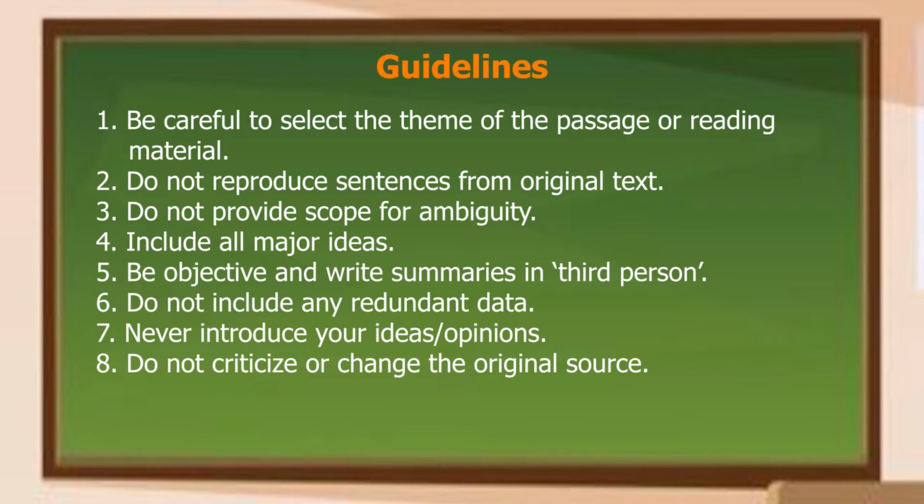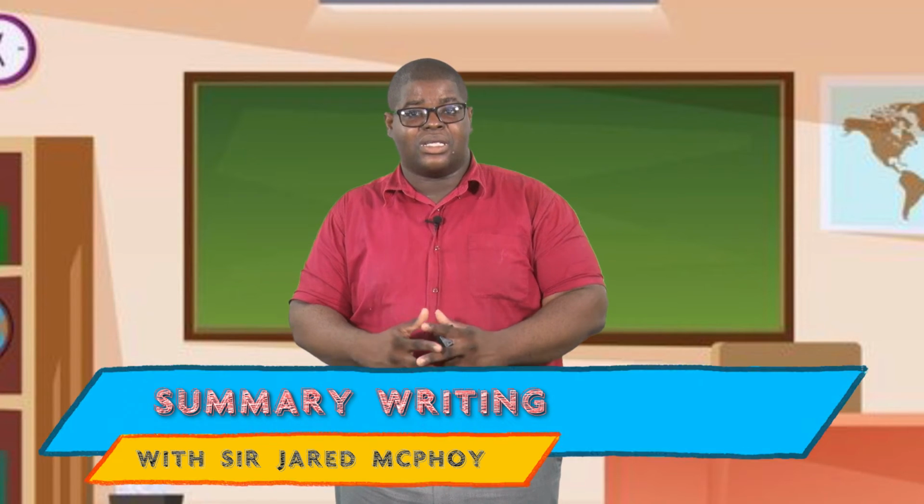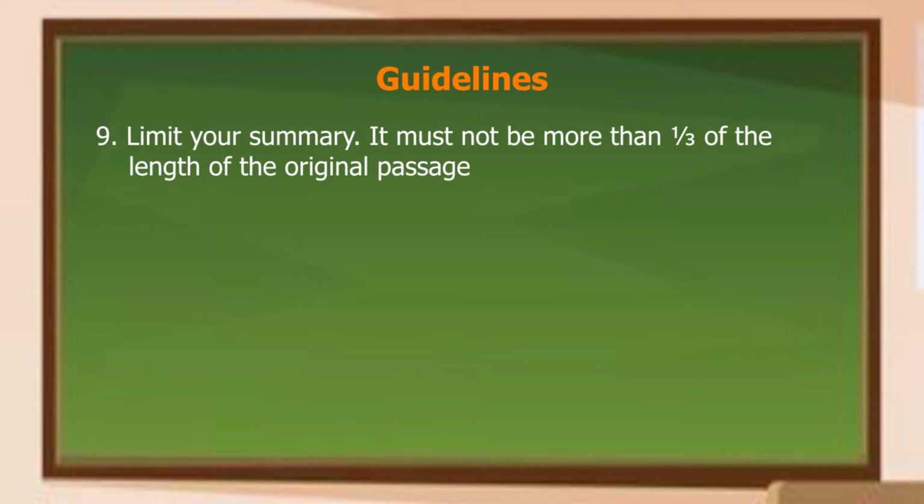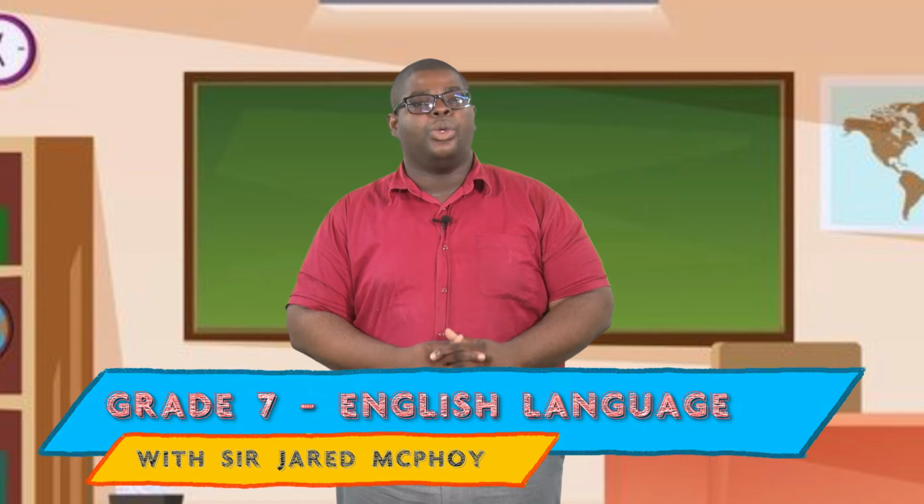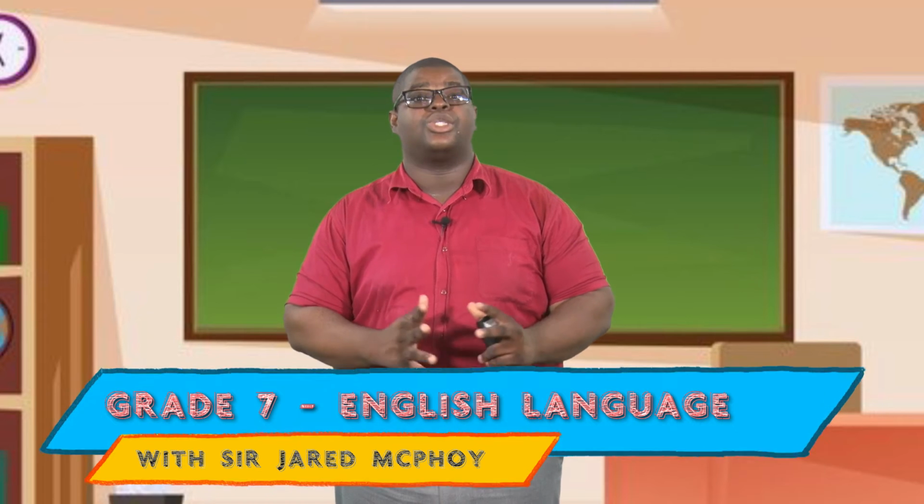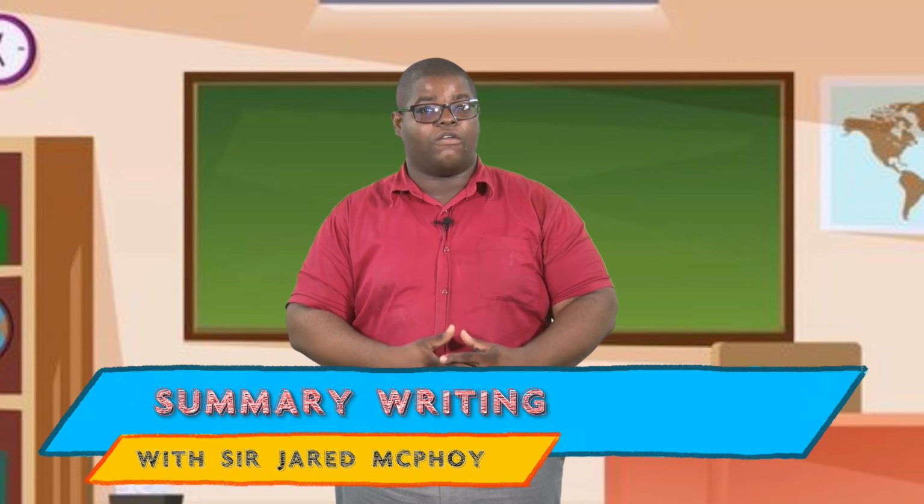Number 8, do not criticize or change the original source. If someone reads your summary and it is not saying anything like the original text or the source, your summary is incorrect. Do not criticize or change the original source. Number 9, limit your summary. It must not be more than 1/3 the length of the original passage. So basically, you want to ensure that you are as concise as possible, meaning what? To the point. Your summary needs to be to the point, expressing the main ideas of the source.